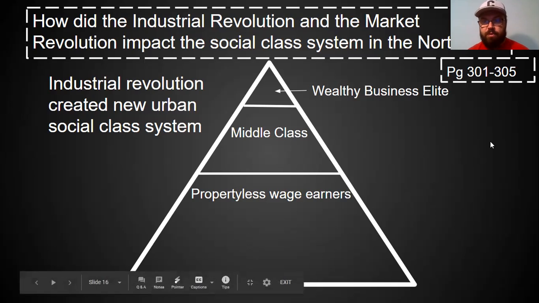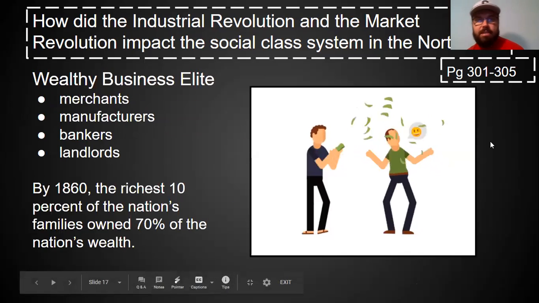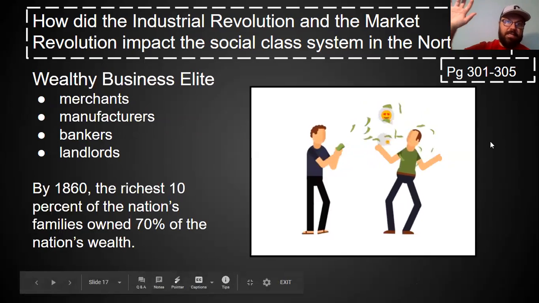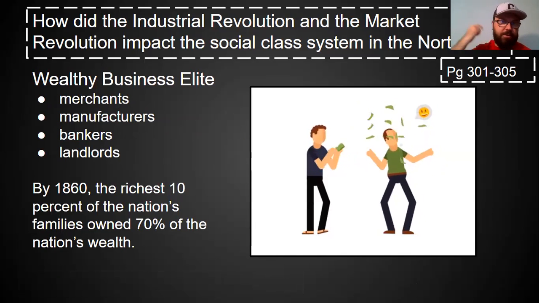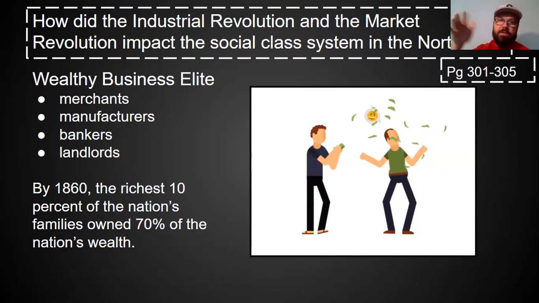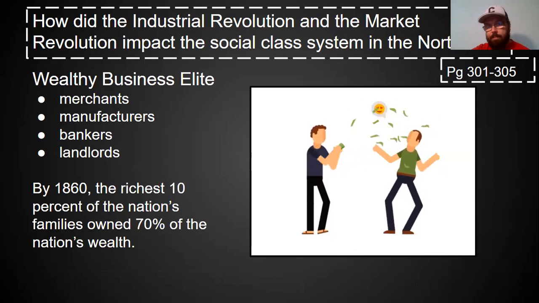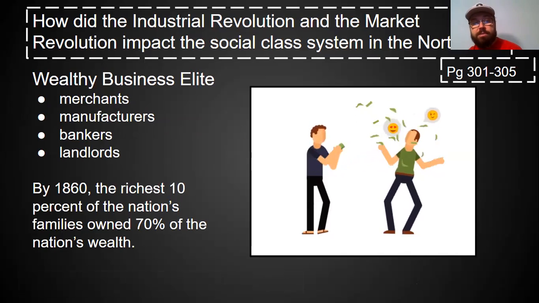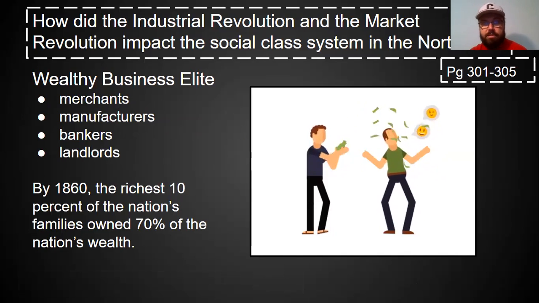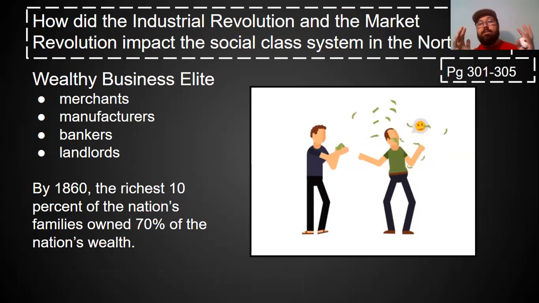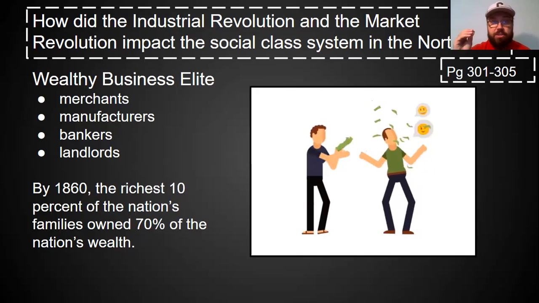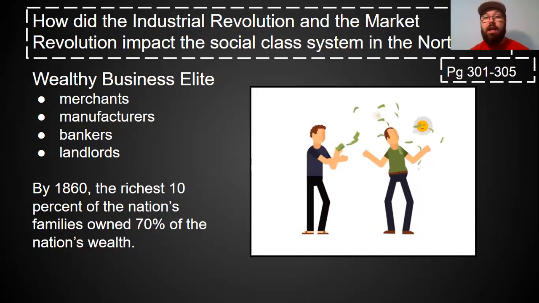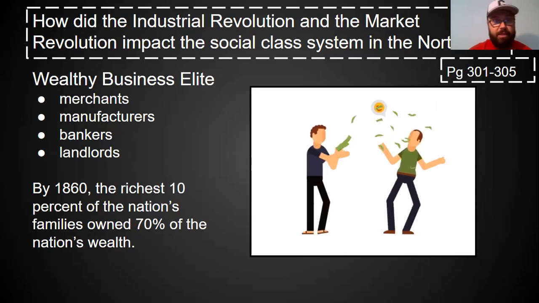All right, so let's take a look at each one of these classes pretty quickly. So you have the wealthy business elite. These are the guys who own the stuff. These are the guys at the top of the whole thing. Merchants, manufacturers, bankers, landlords. They own the factories, the boats, the docks, the banks, all that stuff. Incredibly wealthy. By 1860, the richest 10% of the nation's families own 70% of the nation's wealth. That is a monumental amount of income inequality, right? The rich own a lot, leaving not very much left over for everybody else.